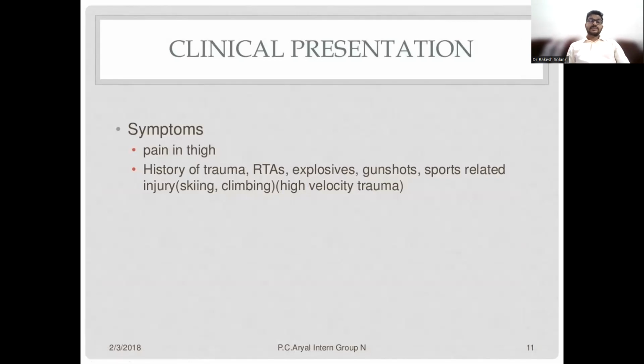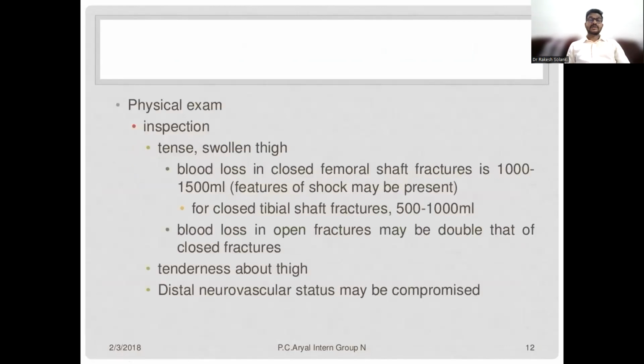The clinical presentation of femoral shaft fracture, if we talk about the symptoms, then patient will complain of pain in the affected thigh with inability to walk or lift the affected limb, that is straight leg raising. There will be definitely history of trauma, RTA or gunshot wound, sports related injury like skiing, climbing in high velocity trauma. On physical examination, on inspection, the thigh will be very tense, swollen, sometimes with ecchymosis and the bruises.